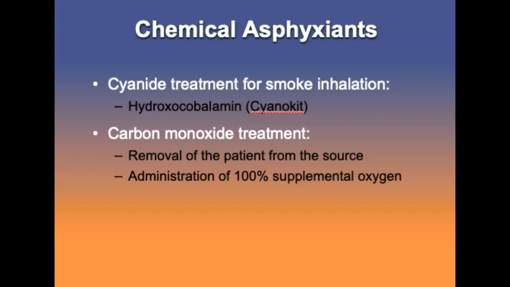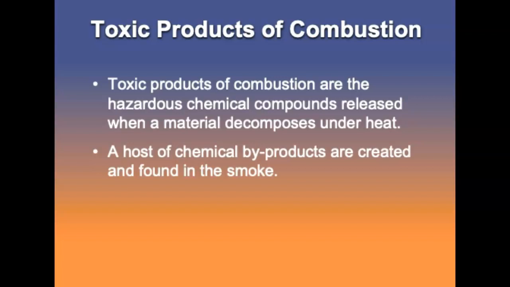Toxic products of combustion are hazardous chemical compounds released when a material decomposes under heat. Toxic gases are liberated during a residential structure fire. Remember the phrase garbage in, garbage out. Whatever objects are involved in a fire will break down in heat, and a host of chemical byproducts are created and found in smoke. Burning wood gives off more than 70 harmful chemical compounds.